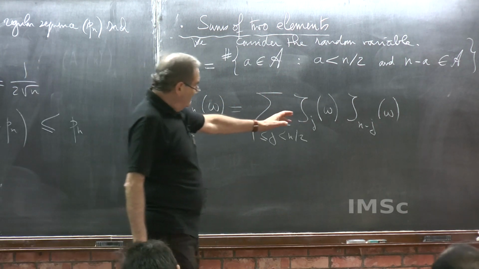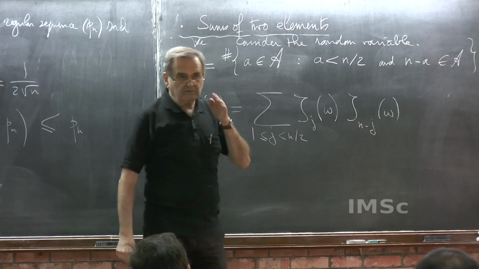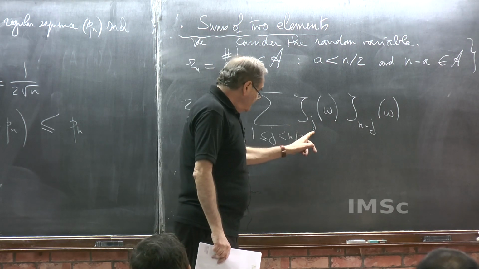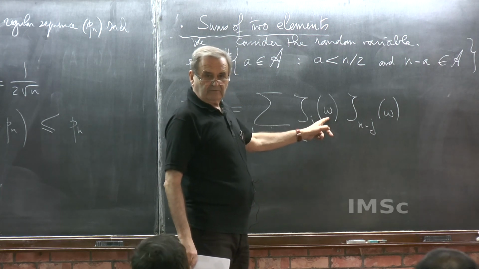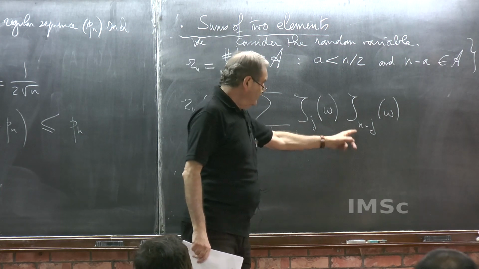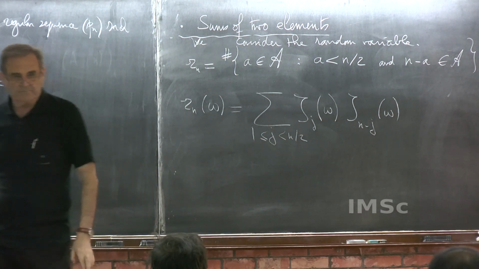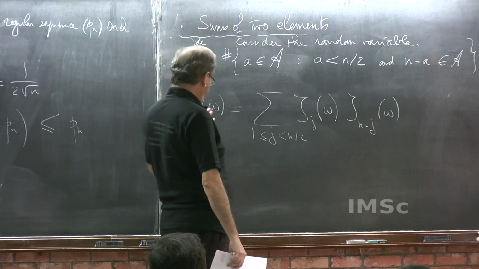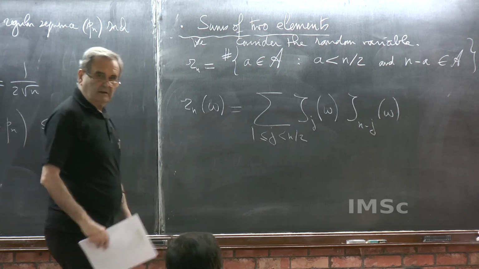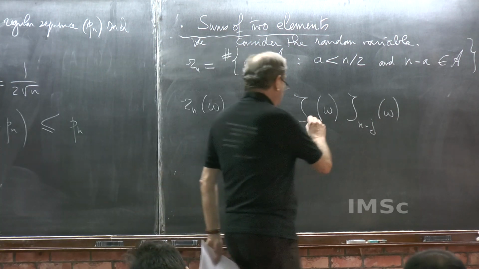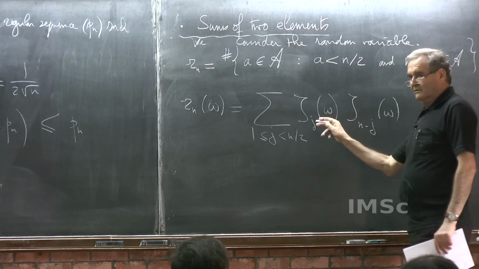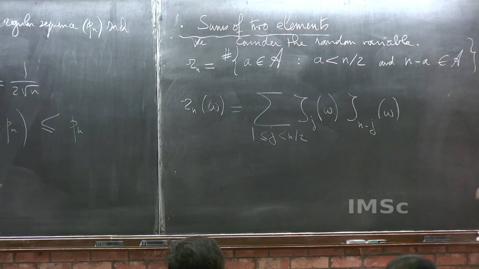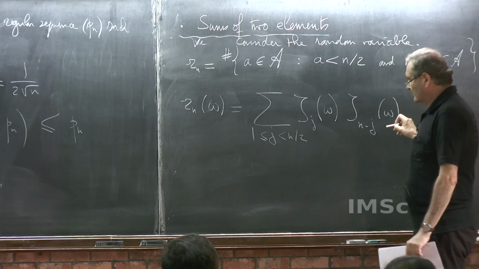Each of these takes only the values 0 and 1. It takes the value 0 except in the case when zeta_j(omega) is equal to 1, that is to say j is in my sequence A(omega), and this one is also in the sequence A(omega). Okay? So this is quite nice because I know a few things here. What is interesting is that not only are those two elements zeta_j and zeta_{n minus j} independent, but even in this sum all the summands are independent.